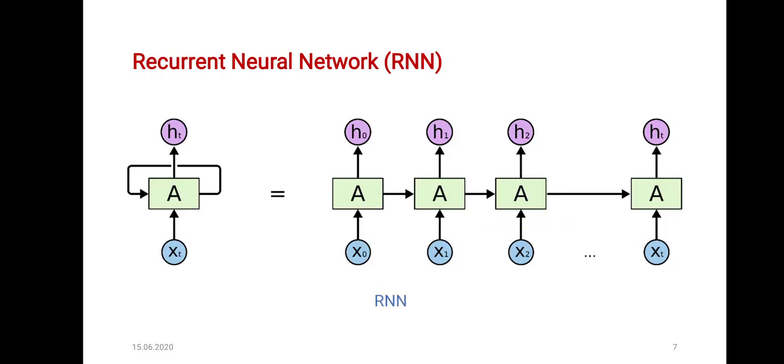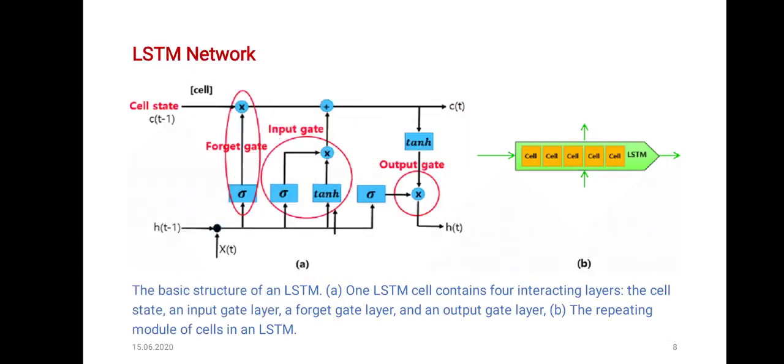This is RNN, and we continue. What is the LSTM network? Long short-term memory. LSTM is an artificial recurrent neural network architecture used in the field of deep learning. Unlike standard feed-forward neural networks, LSTM has feedback connections.